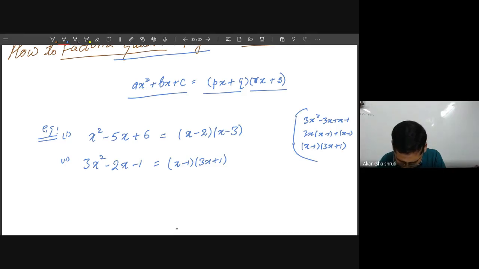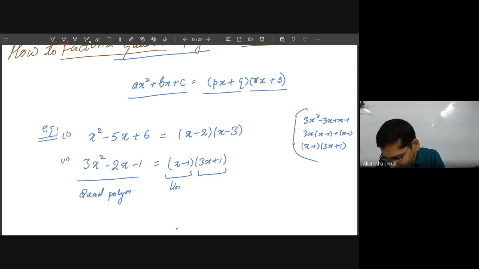Whatever quadratic polynomials we are taking on the left hand side, all these are quadratic polynomials. And these are the product of two linear factors. So it is linear factor 1 and linear factor 2. A student, take care that here the sign is plus for the second bracket but minus for the first bracket.